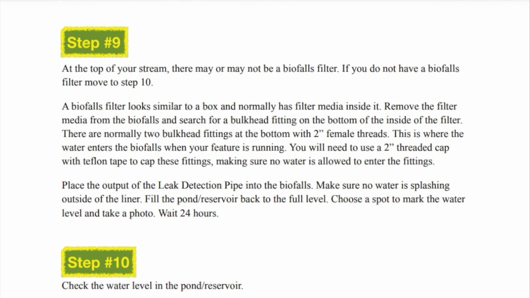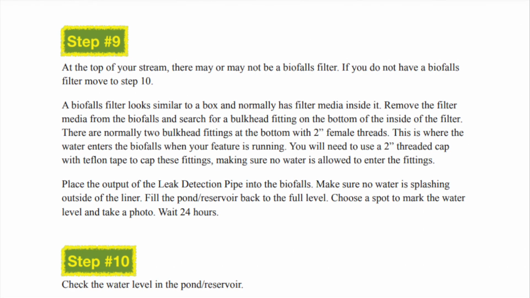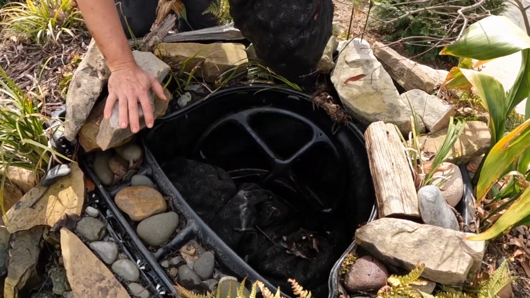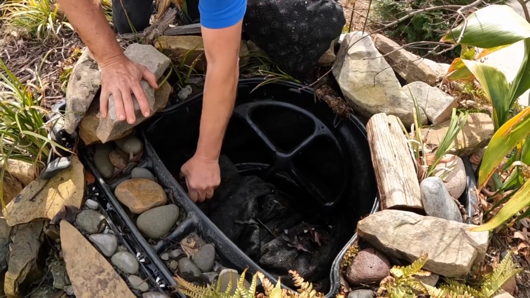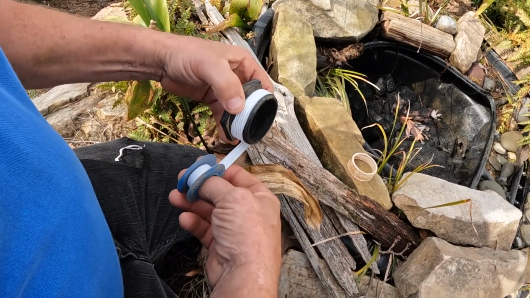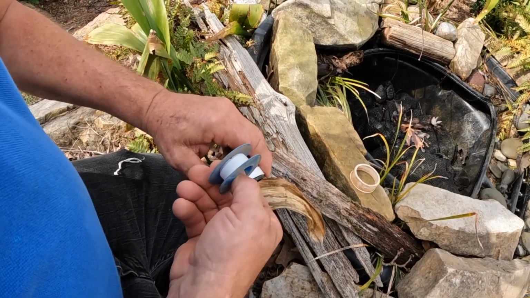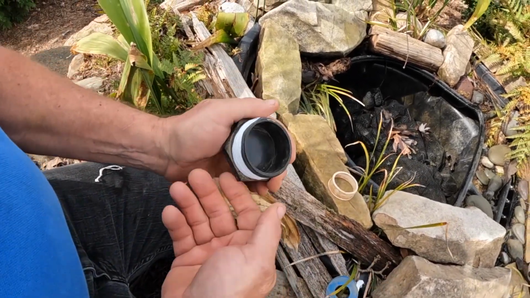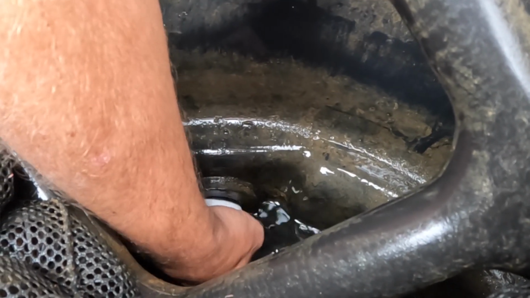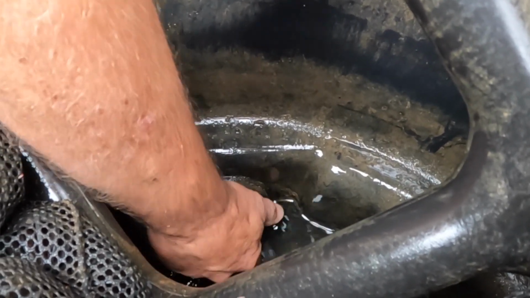At the top of your stream or start of your water feature, there may be a biofalls. If you have a biofalls, continue with step 9, and if you don't, you can move on to step 10. For step 9, remove the filter media from the inside of your biofalls. In the bottom of the inside of your biofalls, you should see a bulkhead fitting. There are normally 2 at the bottom with 2-inch female threads. This is where the water normally enters your biofalls.